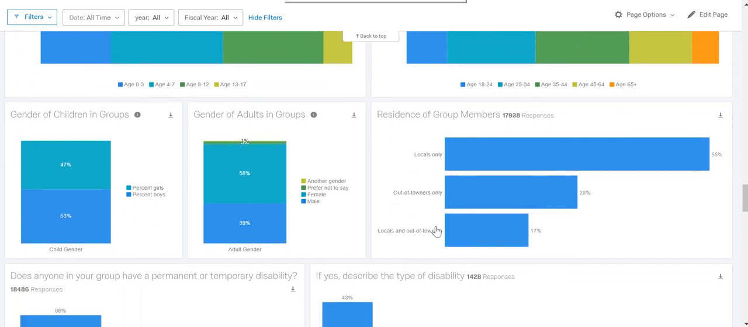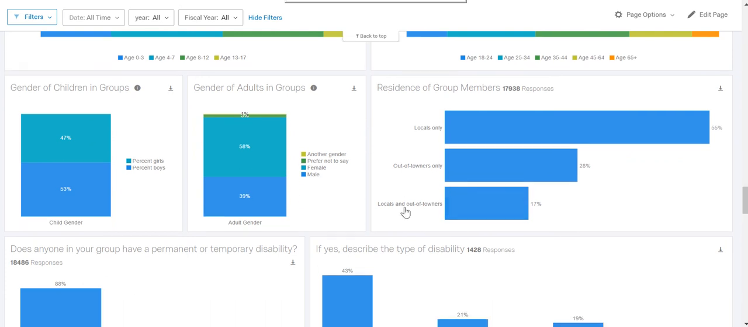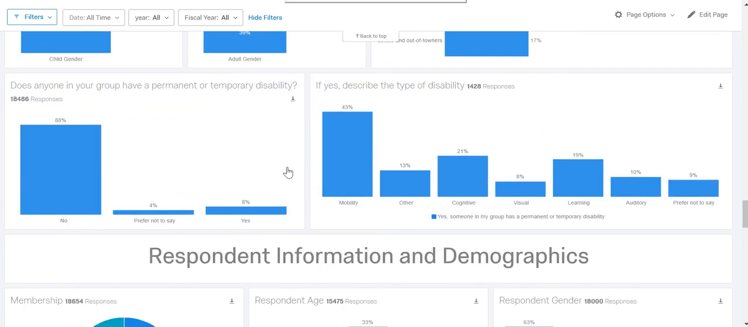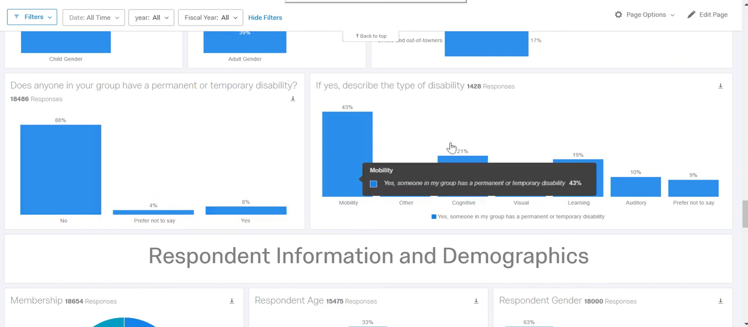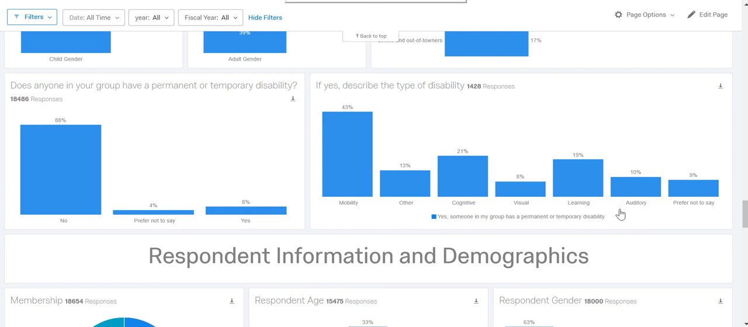We also have a chart here showing whether the group was made up of locals, out-of-towners, or mixed. And then we have a disability chart here. So if respondents said, yes, someone in their group had a permanent or temporary disability, this chart breaks down the type of disability that it was.